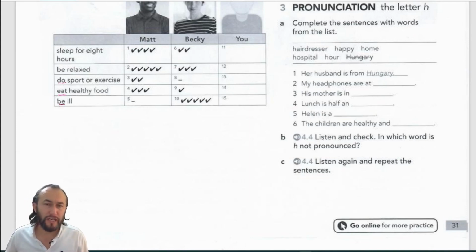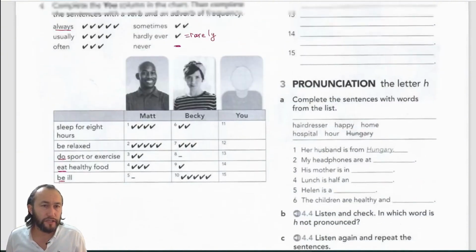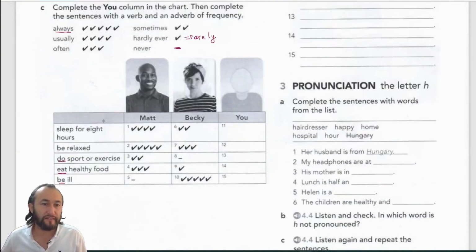Okay. So the same works for Becky, actually, right? Becky is number 2. That is 2 ticks, which is what? 2 ticks is sometimes. So Becky sometimes sleeps for 8 hours. Then she often, 3 ticks. Number 7, be relaxed. So she is often relaxed. Number 8 is never. So Becky never does sport or exercise.